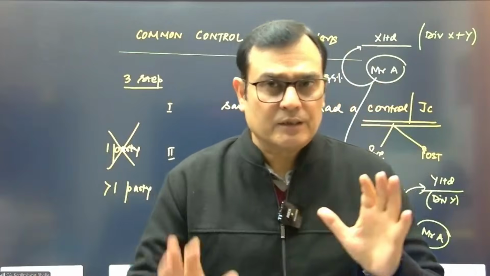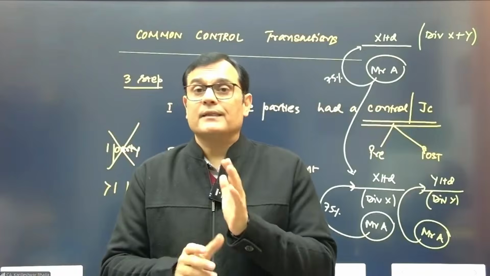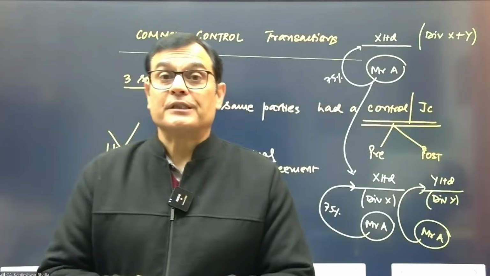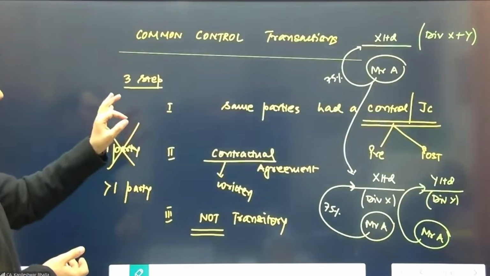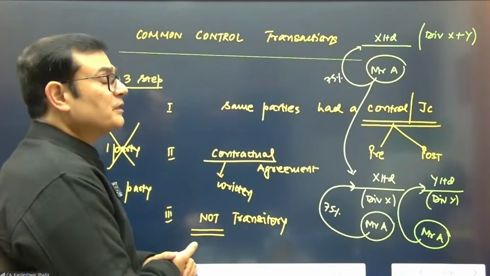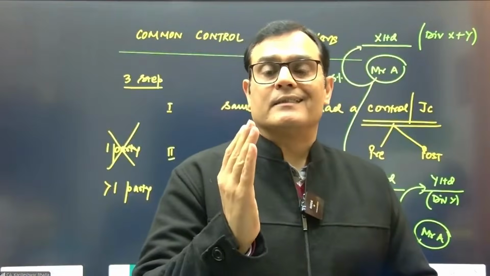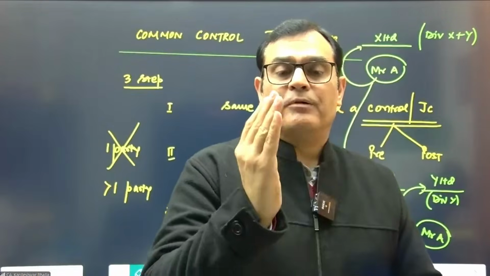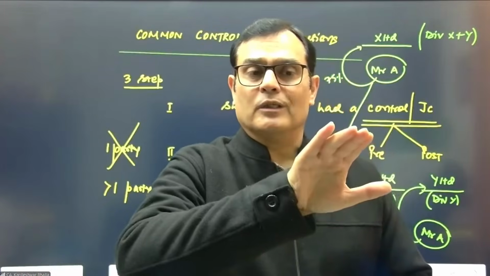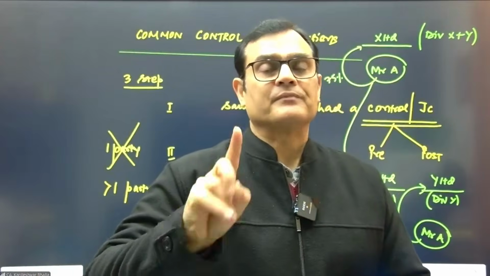But let's just connect the dots before we go further. When you say that there is a common control transaction, you need to apply a three-step test to decide whether you are under the purview of a common control transaction. At the first instance, the same parties who had control before the business combination should have control after the business combination.